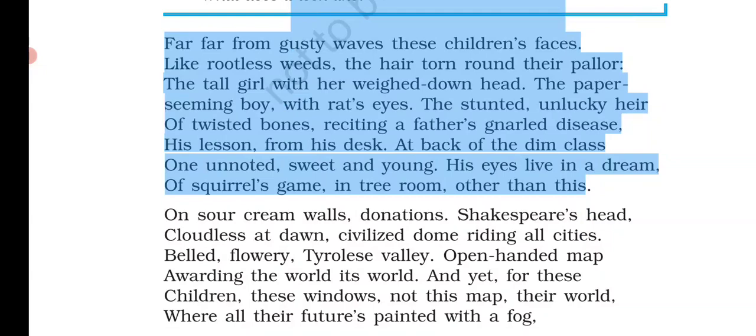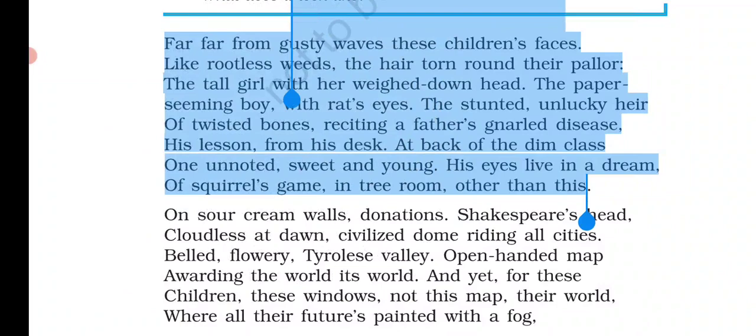And at the back of the dim class, this class is actually poorly lit. That is why it is called dim class. It is ill equipped, poorly lit. At the back we have a boy, and he seems very sweet and young, and his eyes live in a dream, and this boy is actually dreaming, right? He's not paying attention in the classroom, maybe because there is no teaching. I don't think that there is any teaching in schools in slum areas, right? So this boy is distracted. He's a daydreamer.